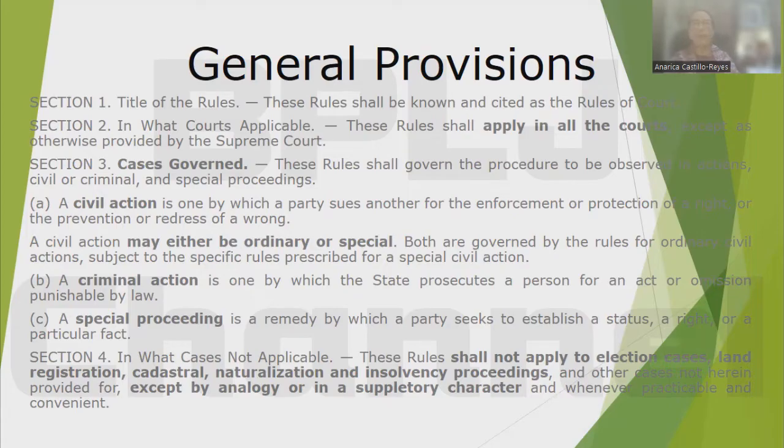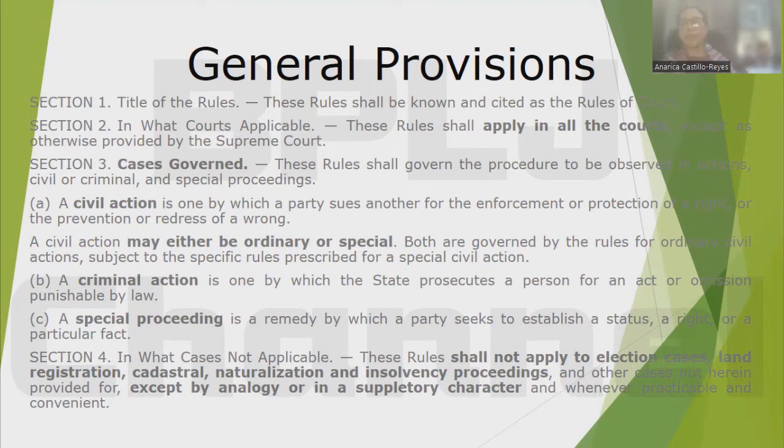civil actions. What about criminal actions, or what rules govern criminal cases? So first, a criminal action is defined as one by which the state prosecutes a person for an act or omission punishable by law. As a general rule, the revised rules on criminal procedure shall primarily govern criminal actions. However, as you will learn later, the rules of civil procedure may also apply in a suppletory manner in cases where there are no specific rules that may be applied. The resort may be had to the rules of civil procedure.